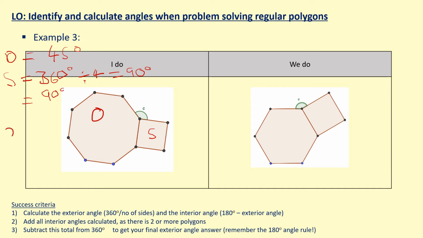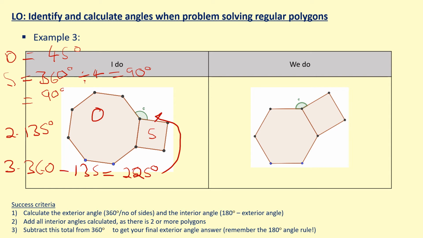And then for our step 2, you know what we're doing. We're going to add that 90 and 45 together. Okay, so that's going to give us 135. And then you know what we're doing in step 3 now. We take that 360, we subtract that 135, out of all our interior angles for both the octagon and square in this case. Okay, that's going to leave us with 225. Oh, 225. Jumping the gun there with a 5 for our angle C.